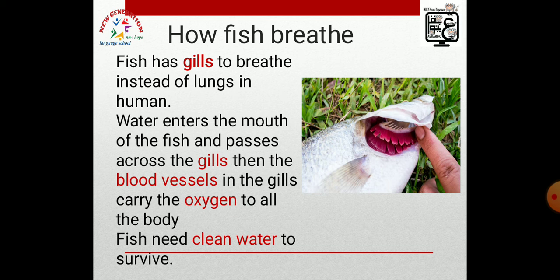The water enters the mouth of the fish. Okay, so first, water enters the mouth of the fish and passes across the gills. Then the blood vessels in the gills carry the oxygen to all the body. Fish need clean water to survive. Don't forget that. Okay? So fish can breathe by using their gills.